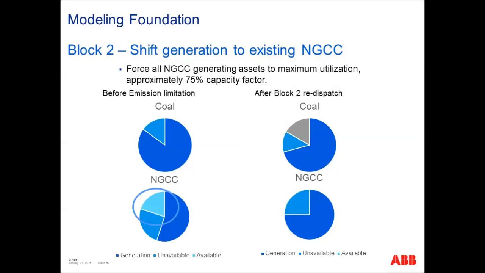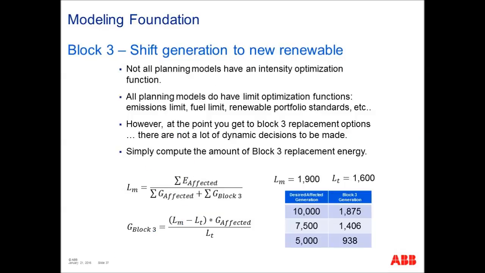The next big piece is Block 3 and shifting the generation to new renewable resources. Now, there is a reality in planning tools. Not all planning models have an intensity optimization function. However, all planning models do have a limit optimization function, either emissions limit, fuel limit, renewable portfolio standards, etc.